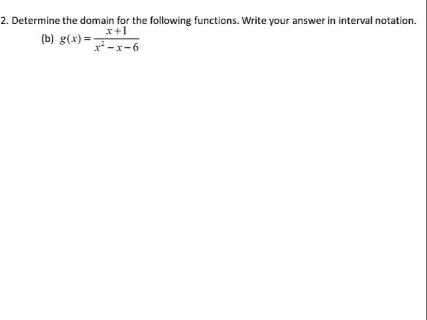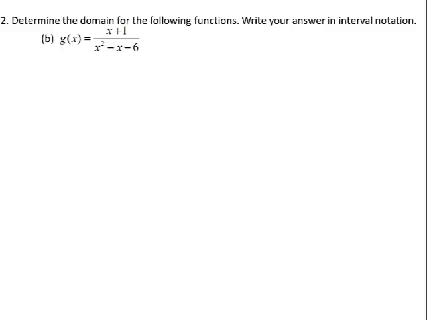Okay, the next one, in number 2, you had, I think, 4 functions given, where you were asked to determine the domain for the functions. And as I will always do, I'll ask you to write your answer in interval notation. So in A, I think everyone did a really good job. They recognized it was all reals. So I thought we'd start off by working through B.